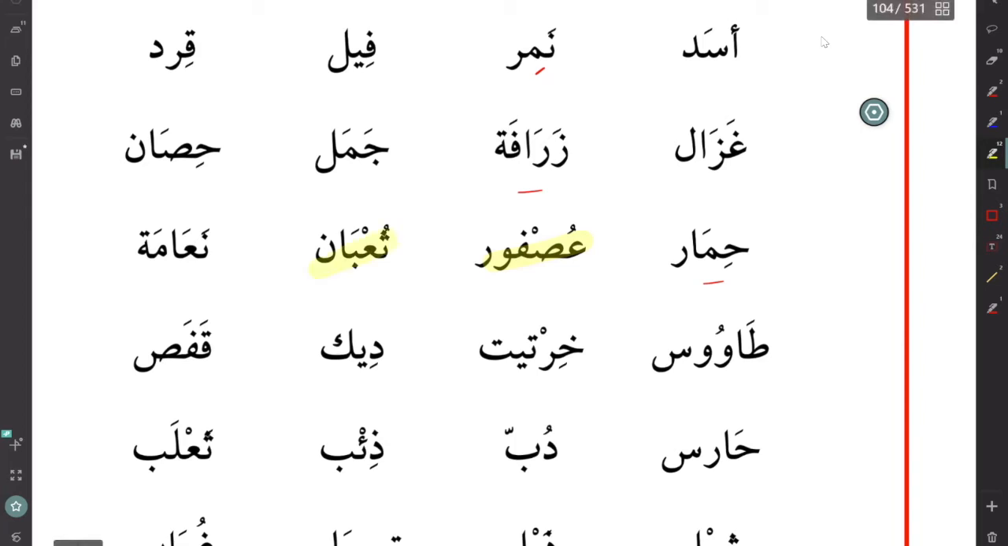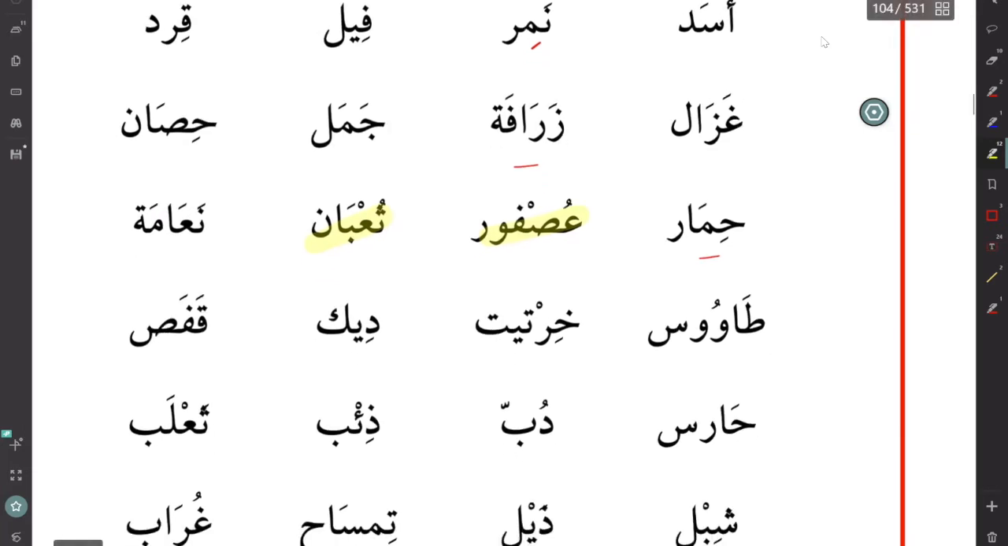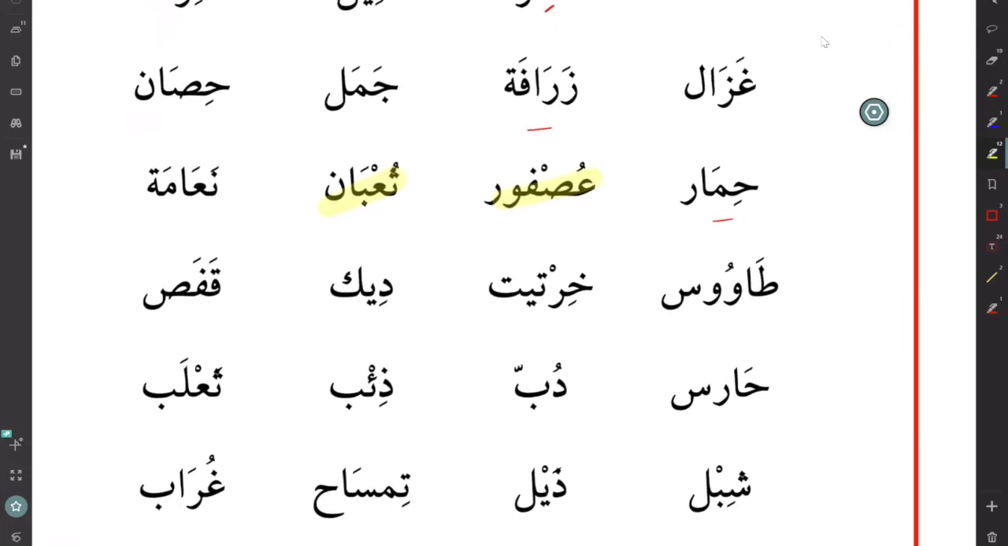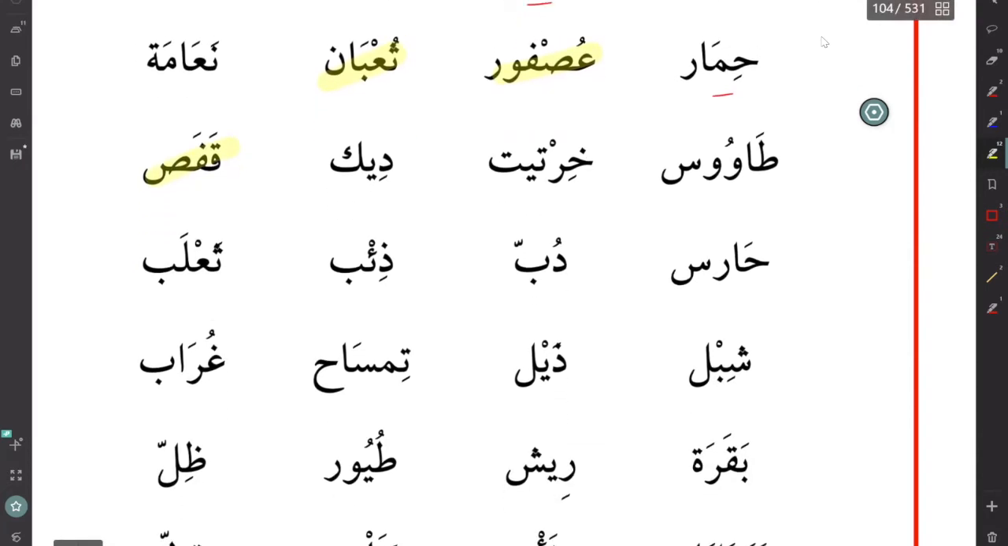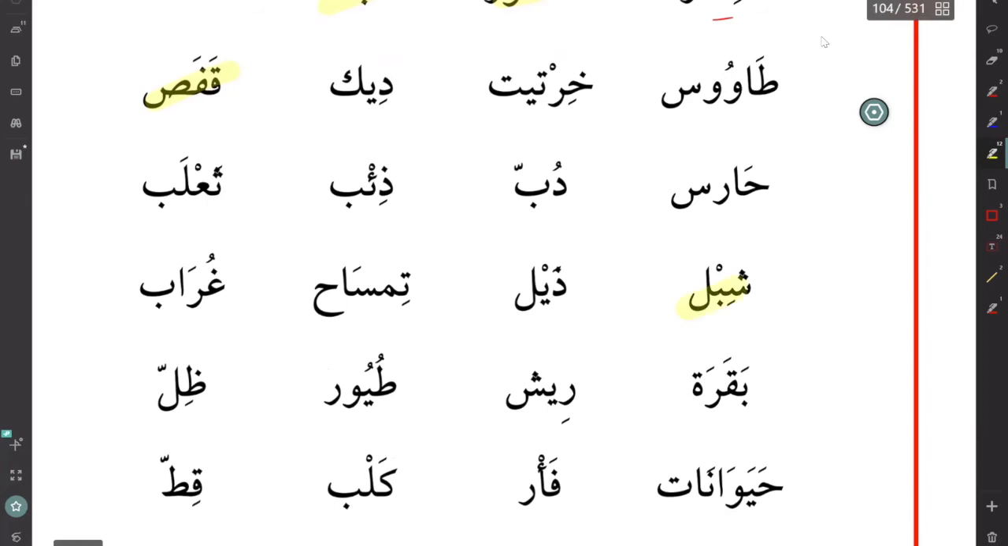Okay, thu'ban, what is thu'ban? Is snake. Na'ama is your ostrich, right? Tawus is peacock, and then khirtid is rhino. Dik is rooster. Qafas is cage, and haris is what, is guard. Dub is bear. Dhi'ib is wolf. Tha'lab is fox. Shibl is baby lion or the lion cub. Okay, Zail is tail. Timsah is crocodile.